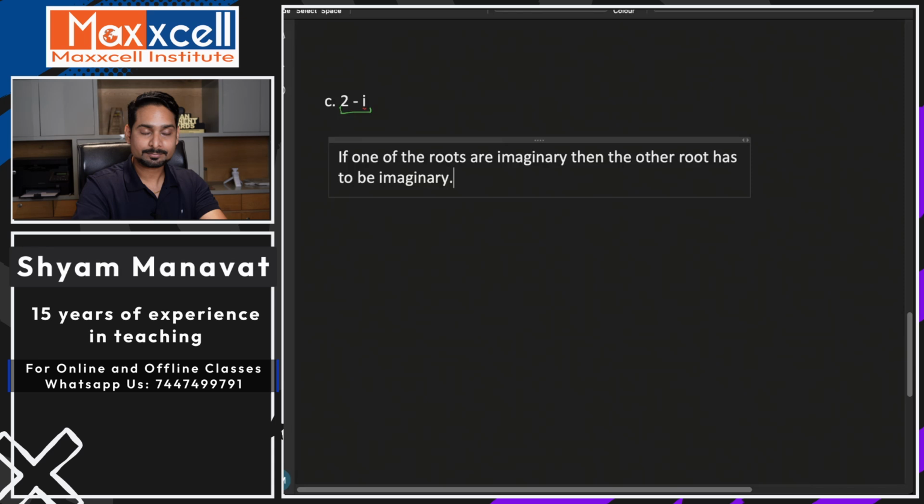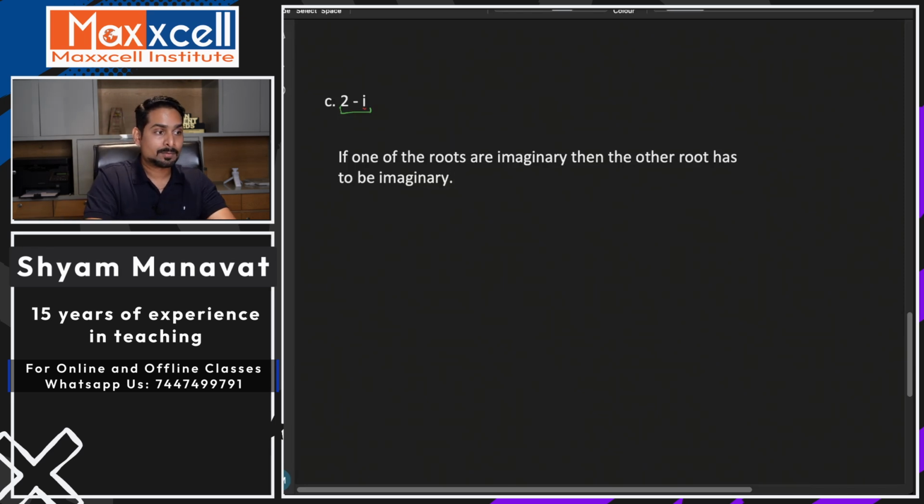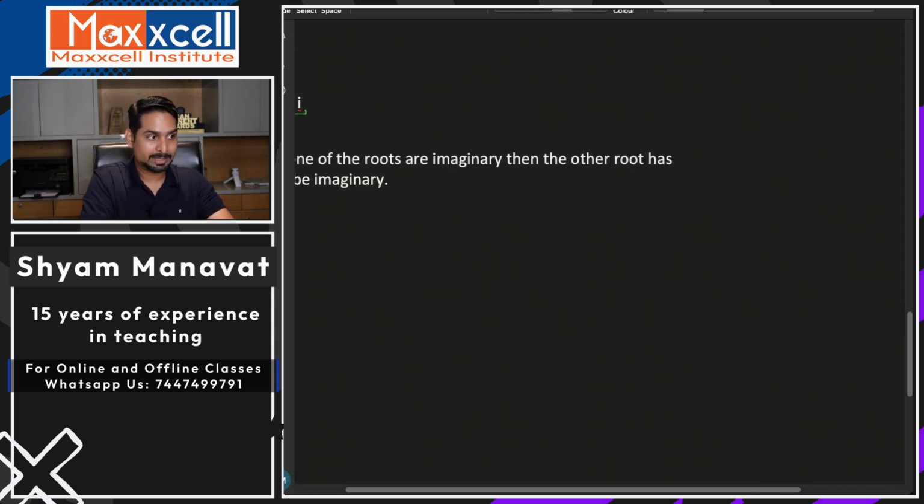Are you getting it? You know why? Because when you find the roots by using the formula method, you can't find this imaginary root by using the factorization method. You will find it by using the formula method, which is minus b plus minus root of b square minus 4ac, by 2a. Remember the formula? Now you got this imaginary part because of this, right?